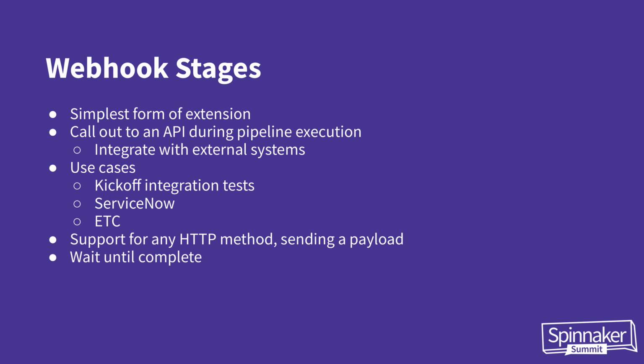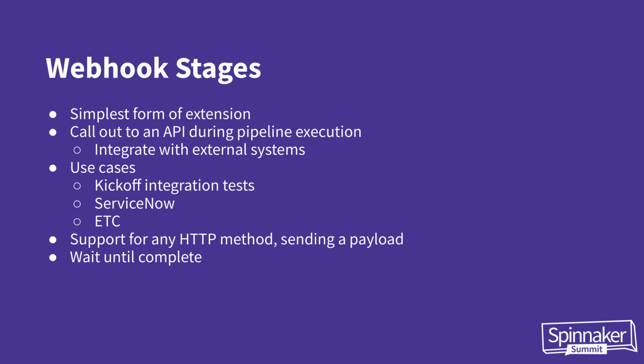So we'll talk about webhook stages first. They are, in my mind, the simplest form of extension. Everyone in this room has probably written a curl request at some point, or called some API with a webhook or an HTTP call. What it lets us do is call out to an API during pipeline execution, and this is probably the simplest way to integrate with external systems. Everything today is an API. If you don't have an API, your software is probably not getting used. And so Spinnaker being able to interact in this way is super valuable.